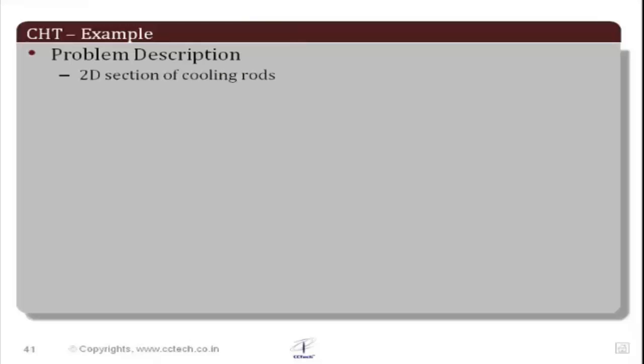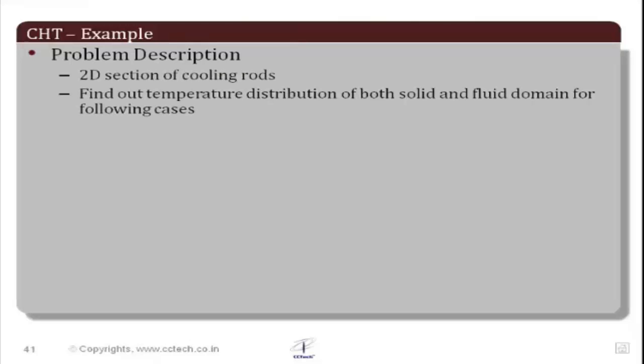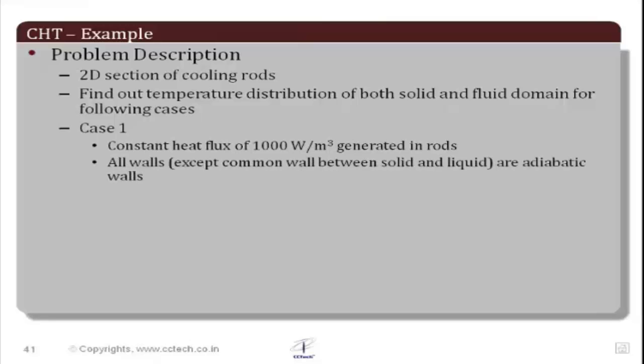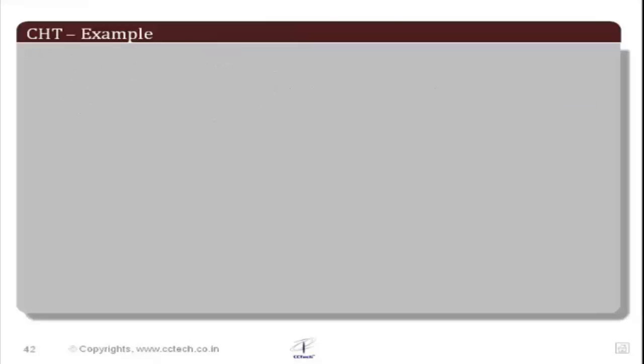The problem description is a 2D section of a cooling rod, and we have to find out the temperature distribution of both solid and fluid domains for the following cases. In Case 1, we are going to consider a constant heat source of 1000 watt per meter cube generated in these rods. So 1000 watts is generated in the rods. All the walls except the common wall between solid and liquid are adiabatic walls.